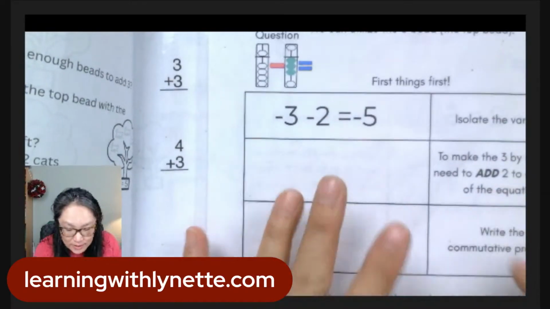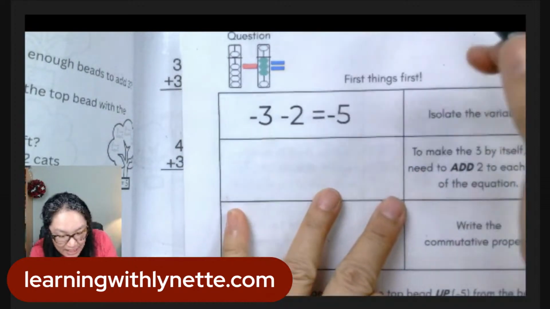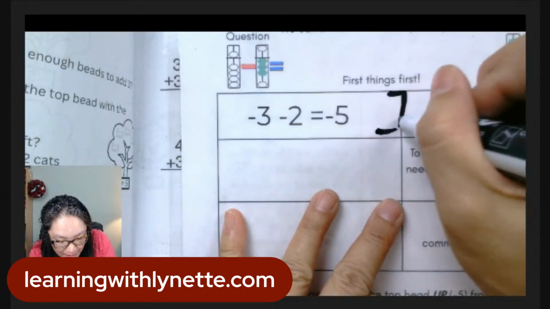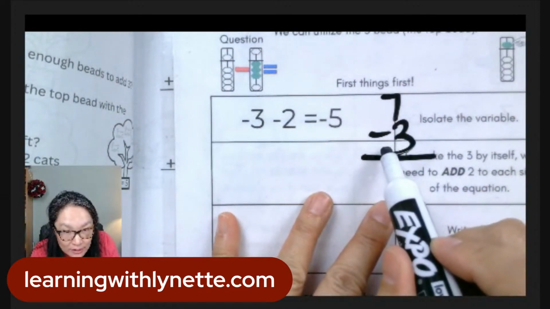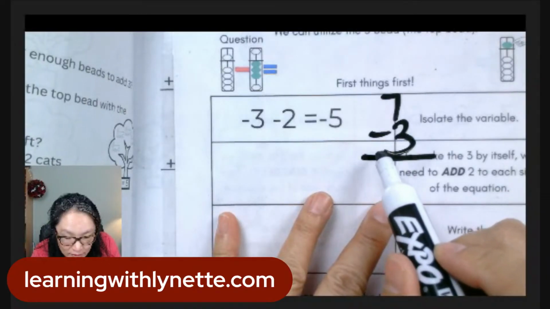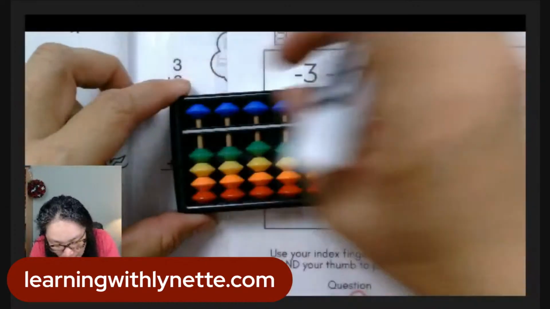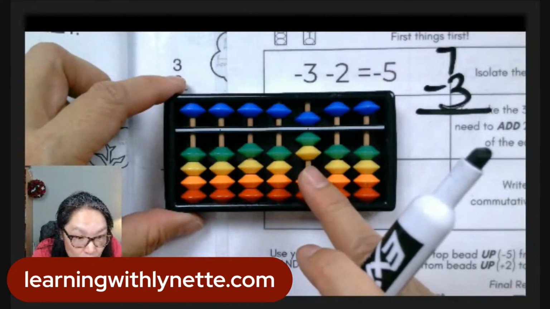Why do we need to know this? The reason why we need to know this is if I was to do 7 minus 3, there's a minus there. Do you see that? How do you take away the 3? Well, if you notice, when I have 7 and I need to take away the 3, there's not enough.